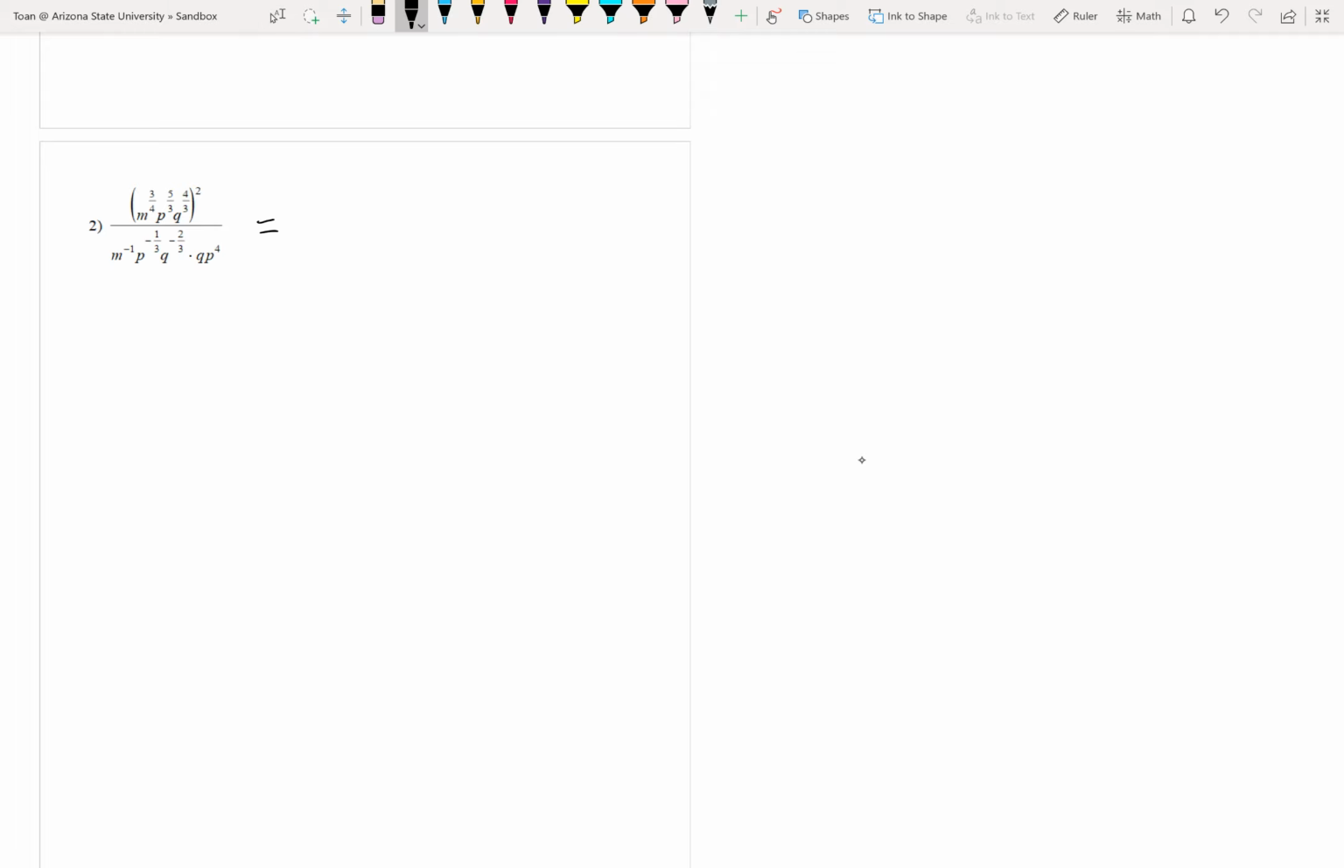So again, the first thing I notice is I see an exponent outside of parentheses. So that tells me to distribute the exponent of 2 into the exponents. So that gives me m to the 3 over 2, p to the 10 thirds, q to the 8 thirds, and then just copy down the rest. m to the negative 1, p to the negative a third, q to the negative 2 thirds, times q p to the 4.